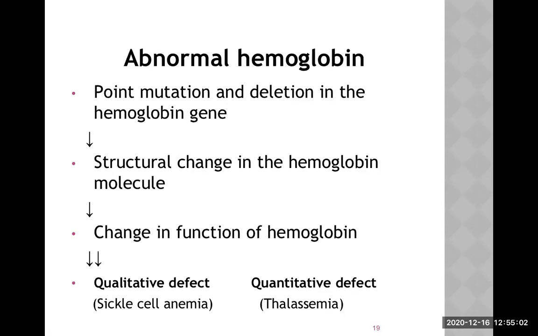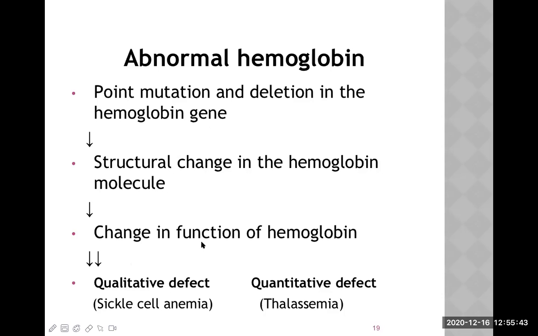Mutation is, there is a certain sequence, okay, a certain order in the gene. Different nucleotides are ordered in an absolutely right way there. If that is changed, or sometimes they are deleted, sometimes they are replaced by something else, that is known as mutation. And mutation will cause an opposite or altered effect or function of that particular gene. Now, see what is happening here. Point mutation and deletion in the hemoglobin gene results in a structural change in the hemoglobin molecule, which results in a change in function of the hemoglobin.